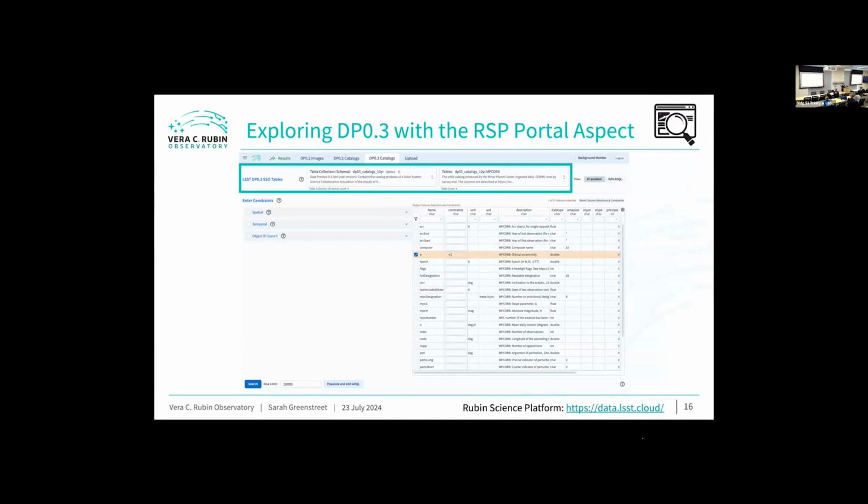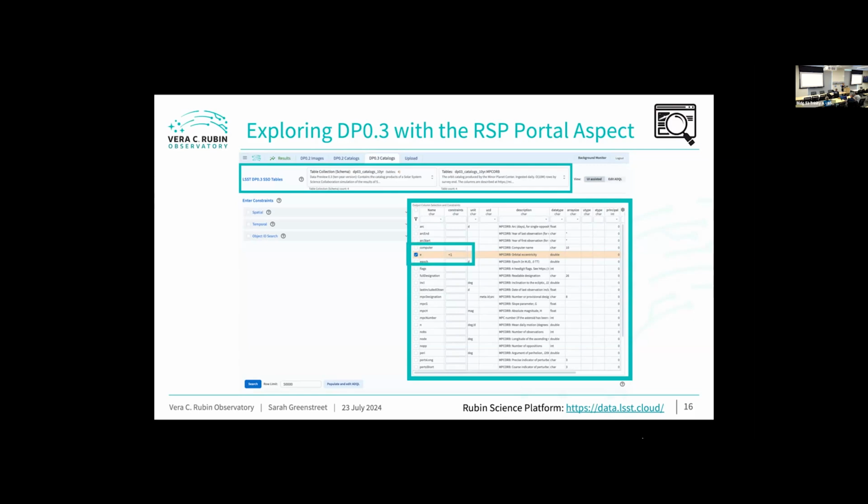Once you've selected one, this is the MPC orb table. It will show you what is in that table, all of the columns that are listed there. You can then choose any of those parameters you'd like to look at or explore. You can also add additional constraints to the values from those parameters that would be returned to you. And then you can choose how many rows you want back. By default, there's 50,000 that will get returned to you.